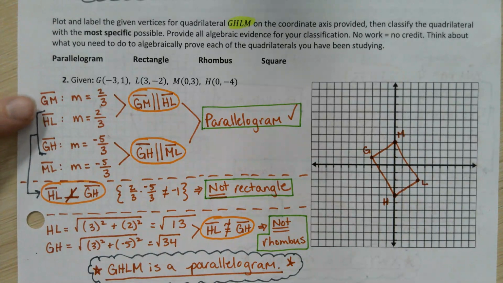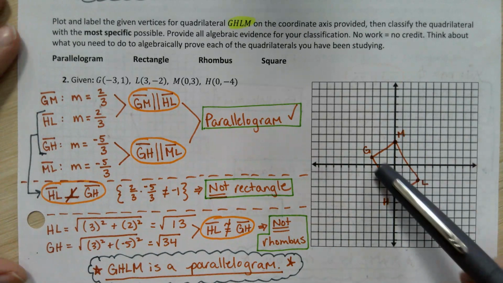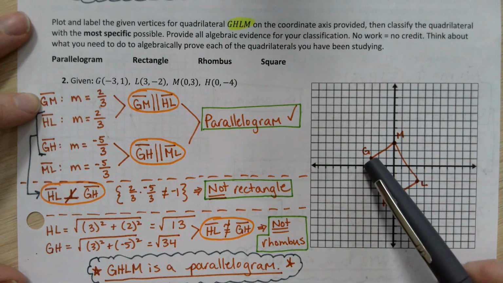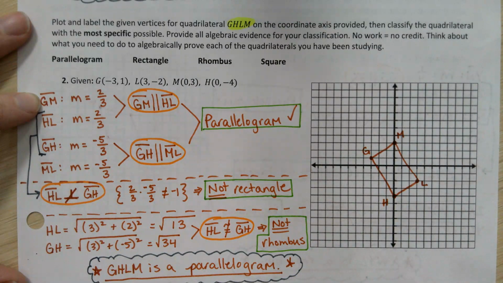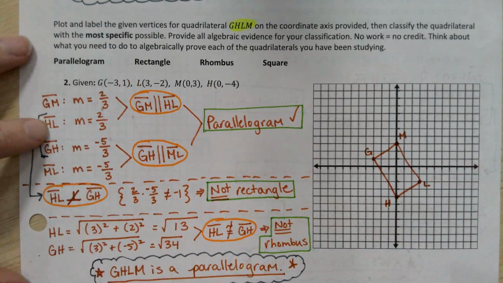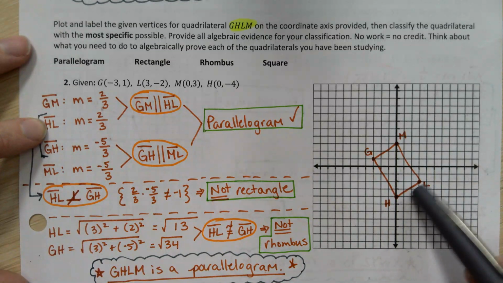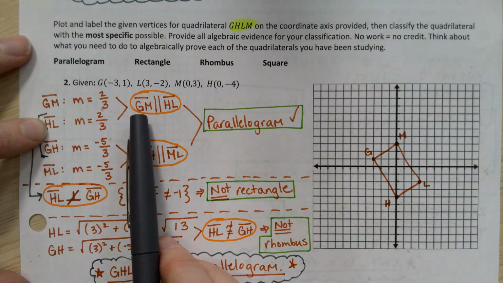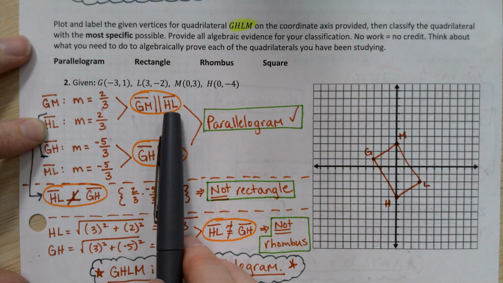I've got my slope set up here. I started with GM, so find that in your list wherever you had it written down. That slope was 2/3. Both were positive. I went to the opposite side HL next. That slope is also 2/3. So I'm able to say that segment GM is parallel to segment HL.